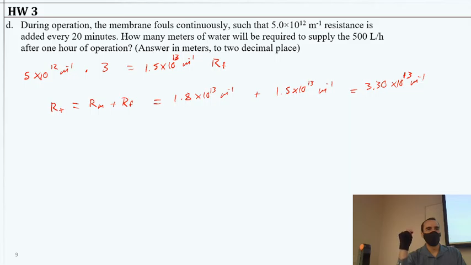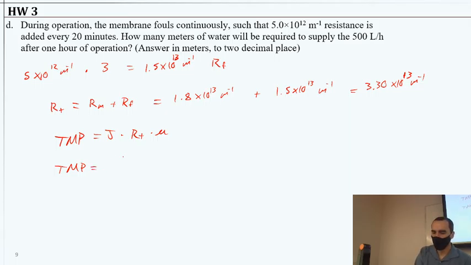My hand wants to write times 10 to the minus something every time. Okay. So with that, then we just need to solve that TMP equation again. So we're just plugging in the new resistance. That's going to be J times R total times mu. So if you did this in Excel or a calculator with memory, it's pretty simple to just swap a couple numbers there. And you get, this time, a transmembrane pressure of 166 kilopascals.